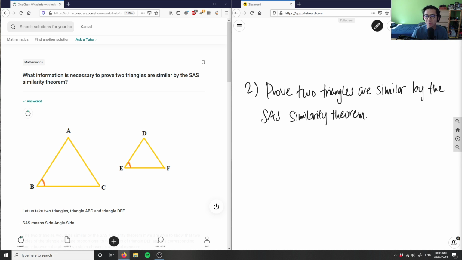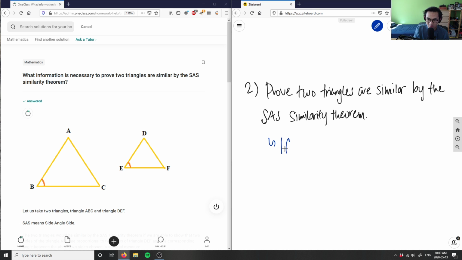So this one here is different from what we had before. Our previous question was side side side. This one here is side, angle, and then side, right? So I'm going to have a side angle side similarity theorem. And what does that mean in the first place? Let me write down the formal definition of this theorem here.